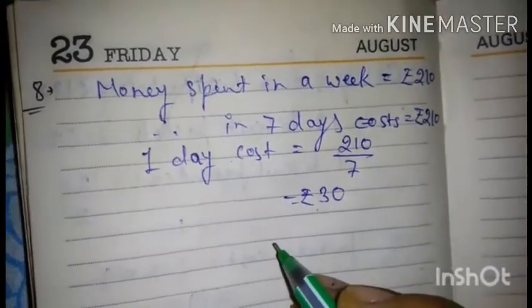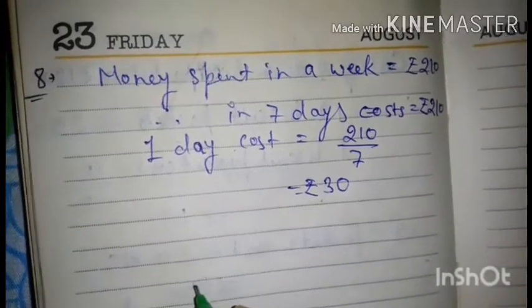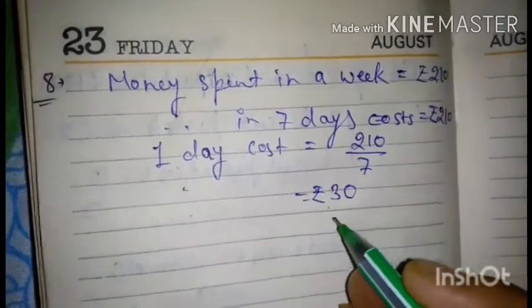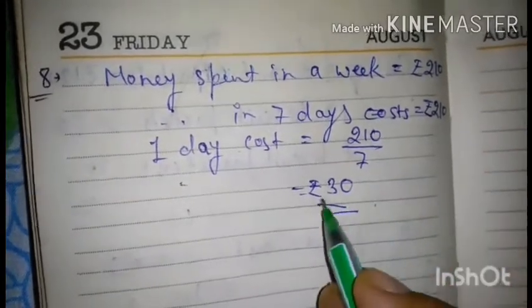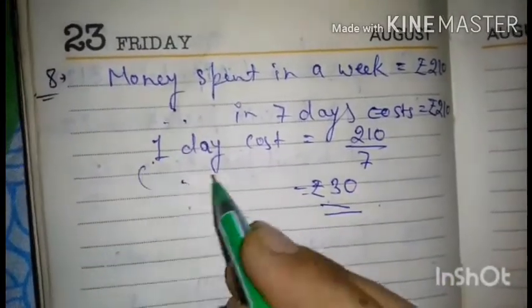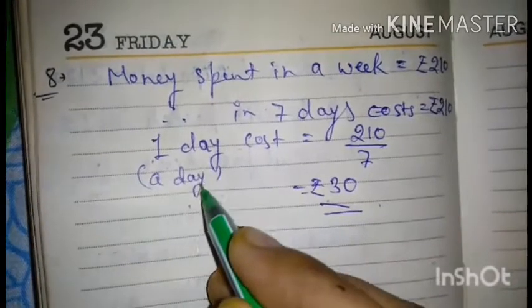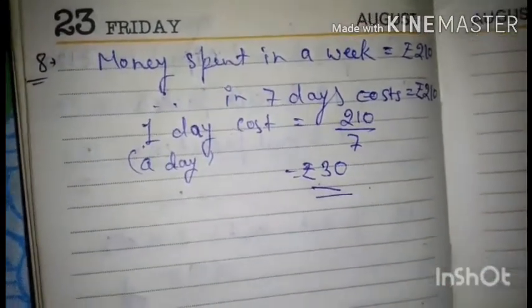Okay, how much did he spend in a day for lunch? So we find out what is spent in a day. In one day means a day, right. So spent in a day on lunch is rupees 30.